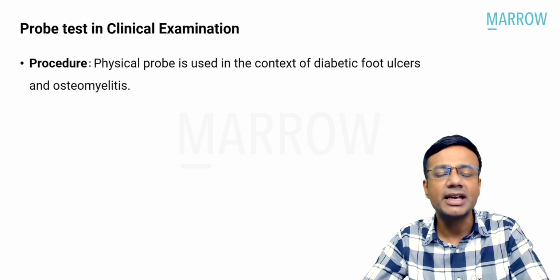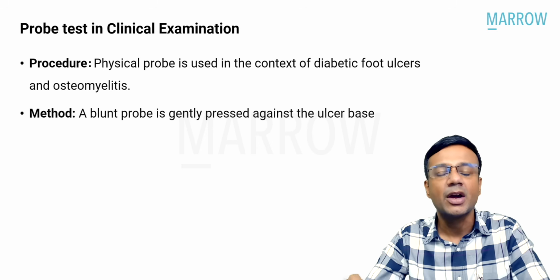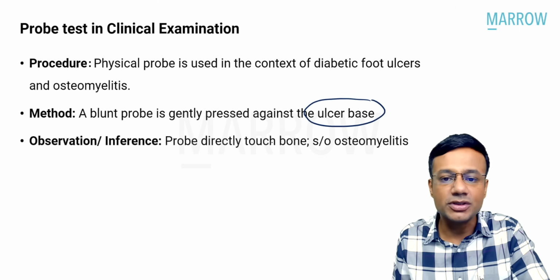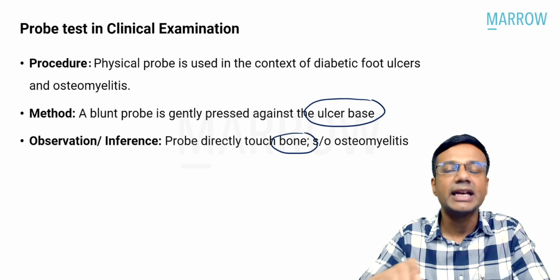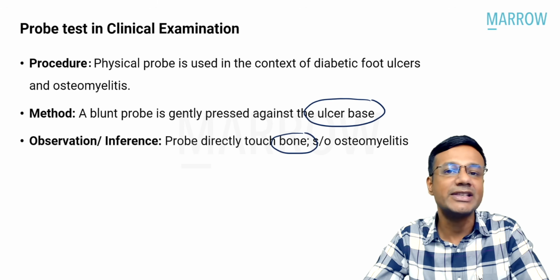What is probe test? You physically use a probe here, especially in foot ulcers. What do we do? The probe is pressed against the ulcer base. Suppose it directly touches the bone, that means it is suggestive of a condition called osteomyelitis. That's why we generally perform this test in diabetic foot ulcers.